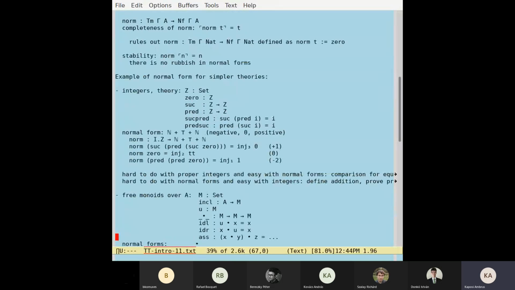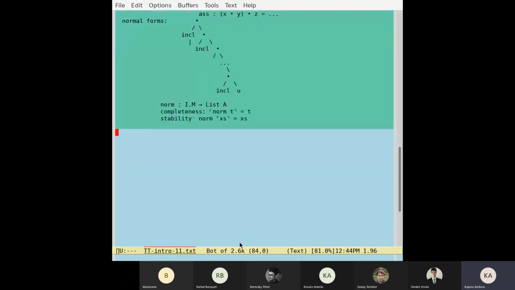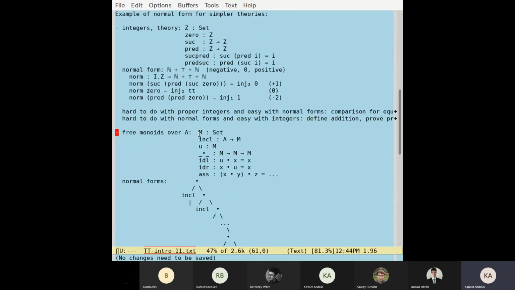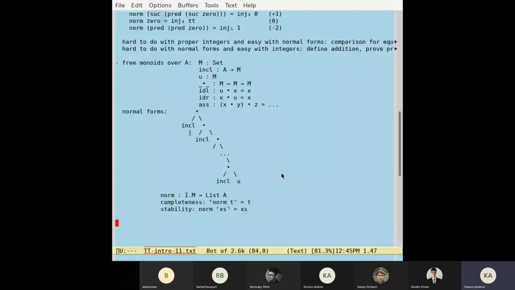So these were two simple theories, integers and free monoids, or monoids over A, where the free monoid over A is usually called the initial such model, right, of this theory. Okay, that's a different name for the same thing.